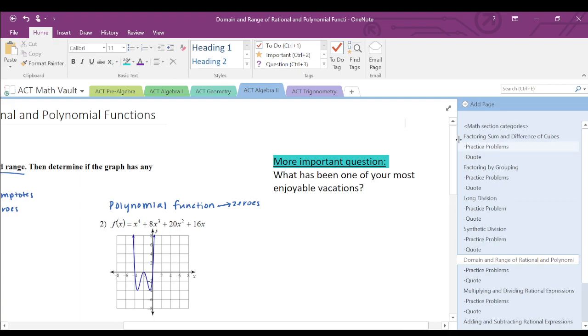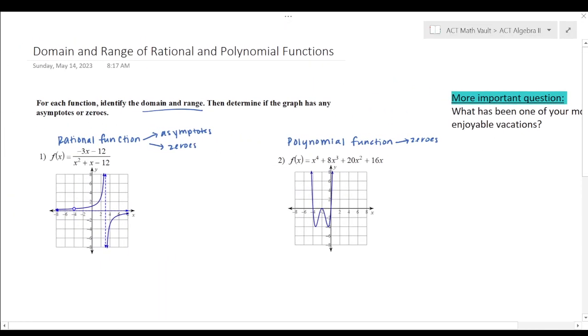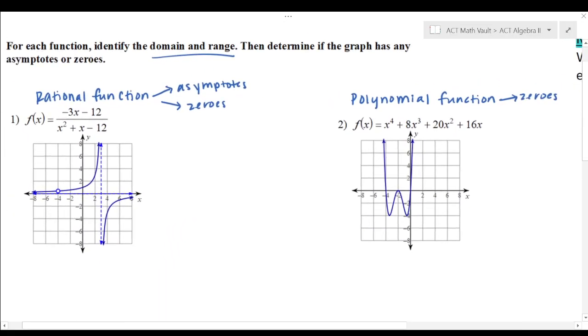So in this one, you are given graphs, which would be common. The first one, you can tell it's a rational function because it's a fraction. Rational numbers are numbers that could be expressed as a fraction. A rational function has asymptotes and zeros. A polynomial function just has zeros. What are these two things?